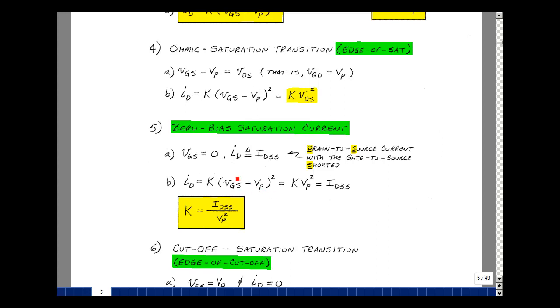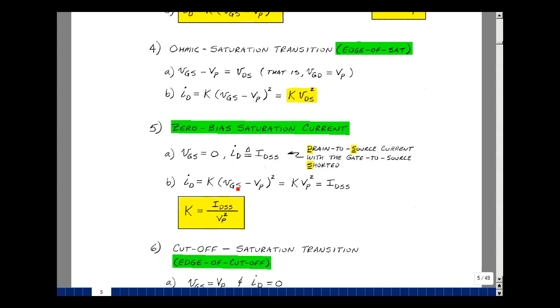Probably the easiest point is when the gate source is equal to 0. When the gate source is equal to 0, that drain current has a special name. It was shown as 18 milliamps on the previous page in a specific JFET, but it's also called IDSS. What that means is that it is the drain to source current with the gate to source shorted. In electronics, when you see a third letter, it's usually O or S, which stands for open or short.